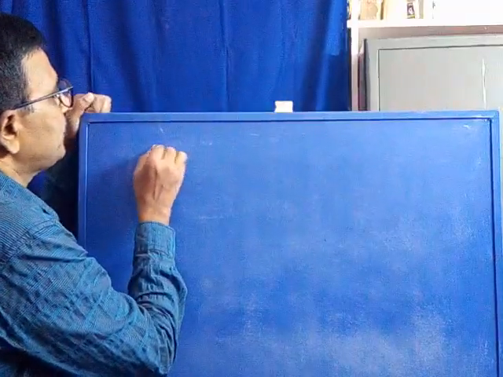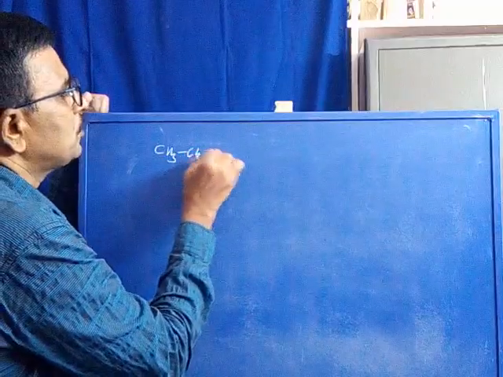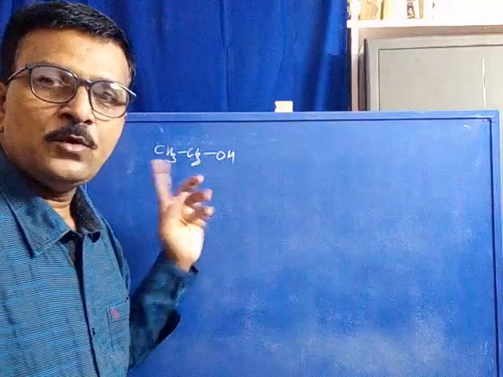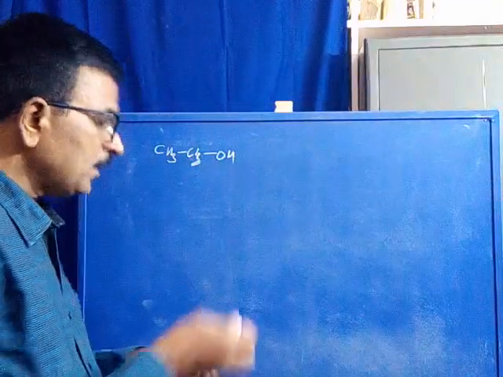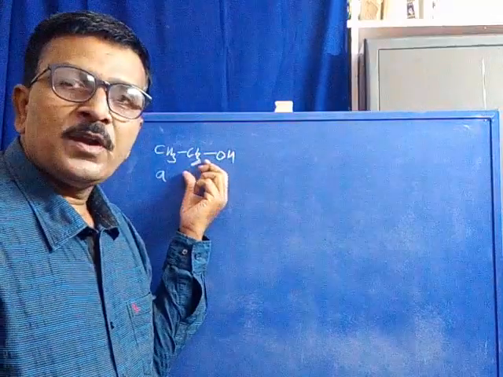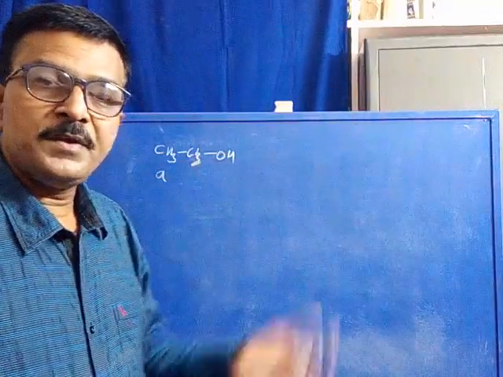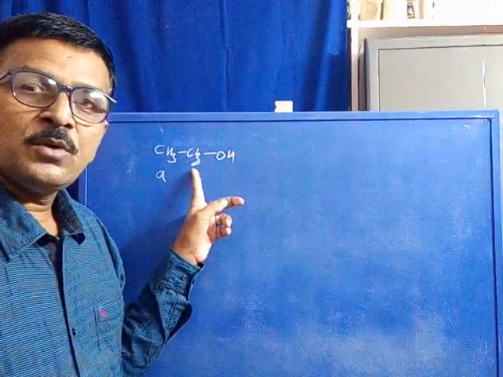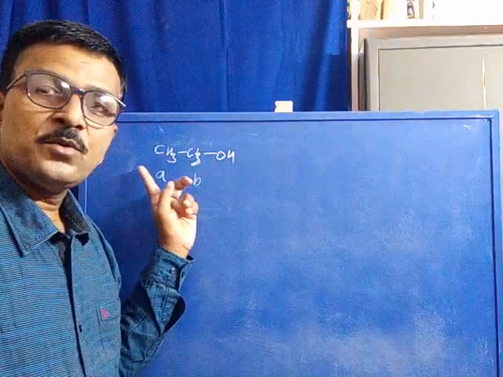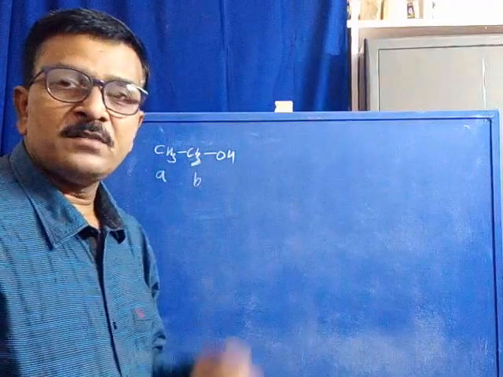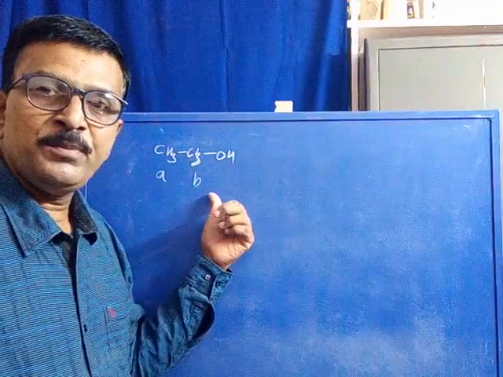Now consider one example, say CH3CH2OH. The 3 protons of the CH3 group are equivalent, hence group A. The 2 protons of CH2 are equivalent, group B. The 2 protons of CH2 are non-equivalent with respect to CH3. This group of protons is different from the 2 protons of CH2. This is group A, this is group B.